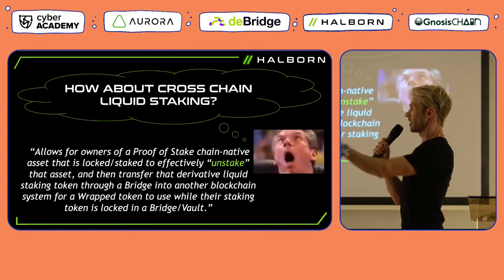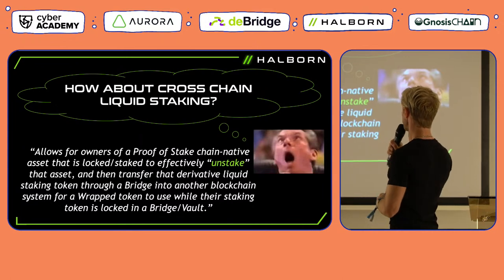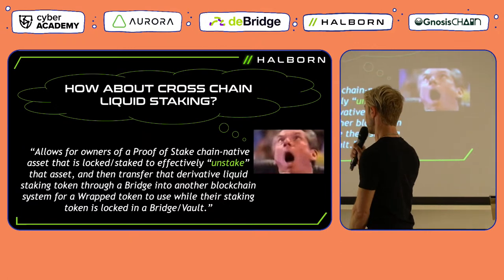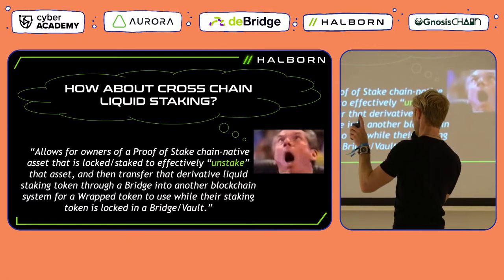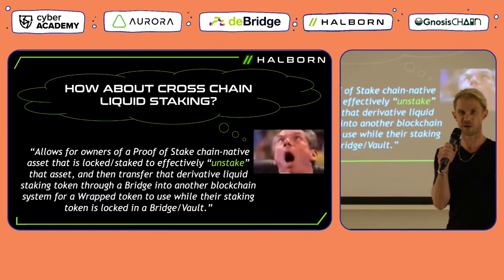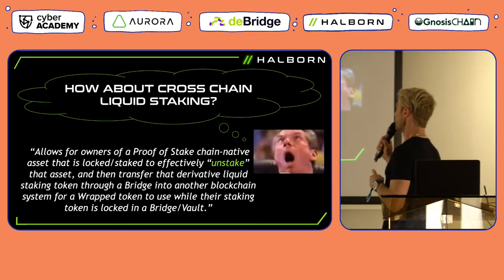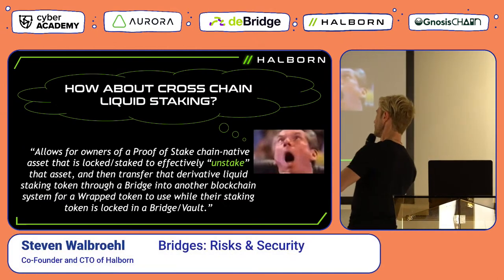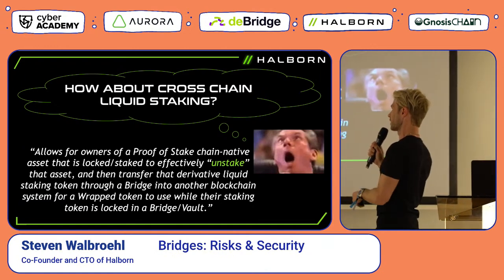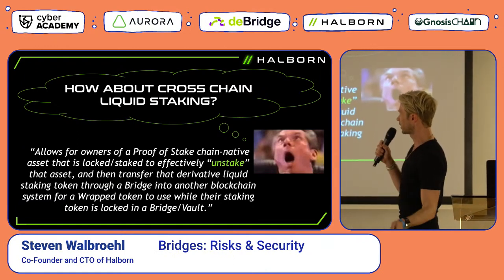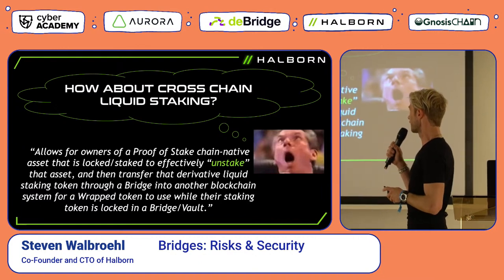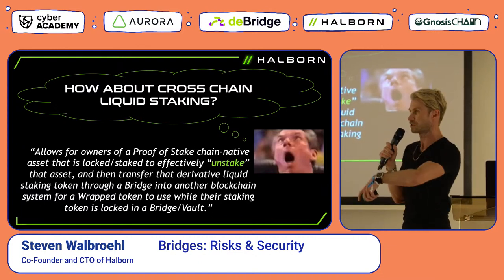All right, so let's go on to the last layer around here. What about cross-chain liquid staking? So now, this is not my final form. It allows the owners of a proof-of-stake chain's native asset that is locked to unstake it, then transfer that derivative to a bridge into another blockchain, which will make a wrapped version on the other side while their token is locked in that bridge.